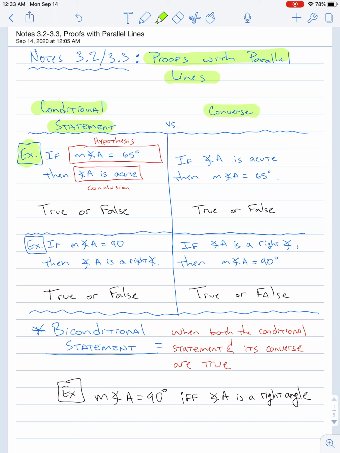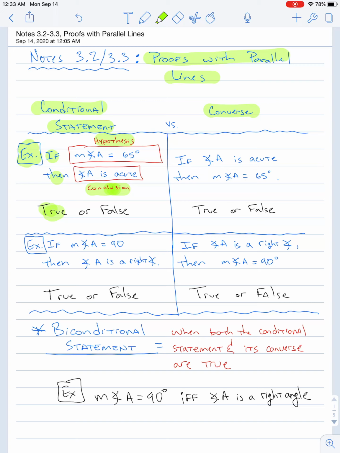Let's take a look at an example. Okay, if we say that the measure of angle A is 65 degrees, then the angle A is acute. This is what we call an if-then statement. The if statement is what holds the hypothesis. The then statement is what holds the conclusion. And this, in fact, would be a true statement. If measure of angle A is 65 degrees, then angle A is an acute angle.